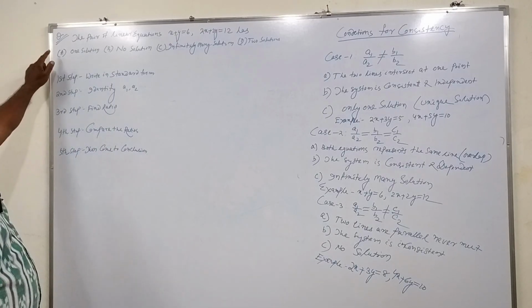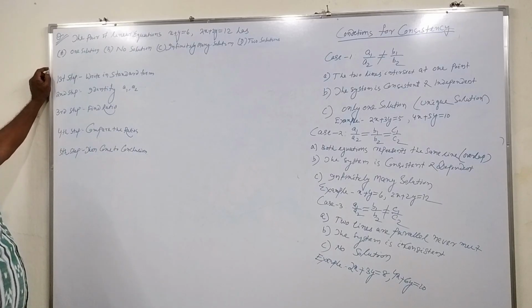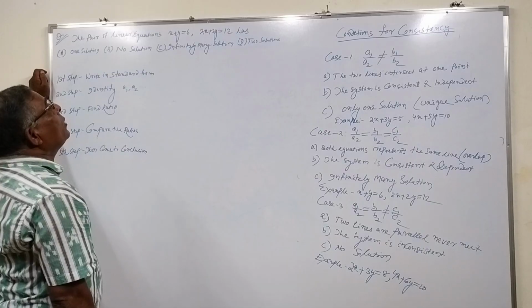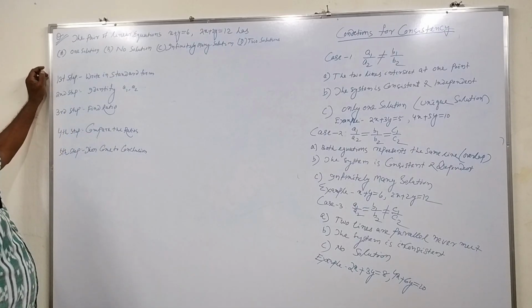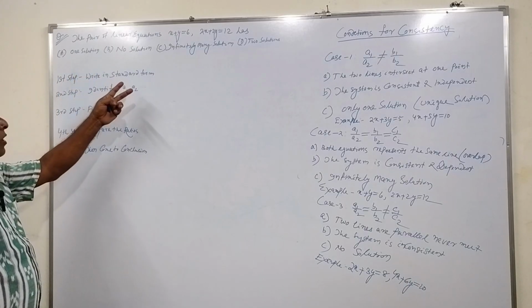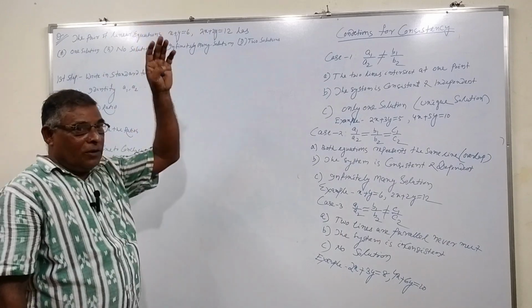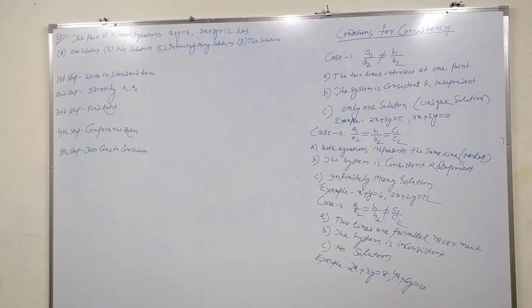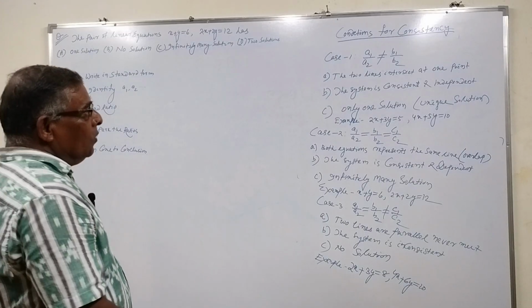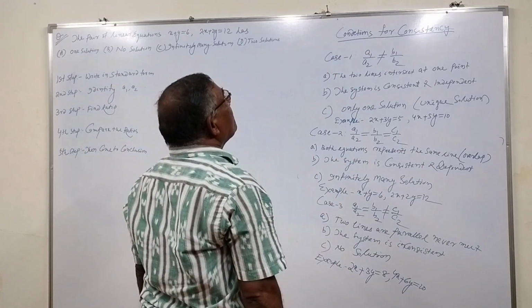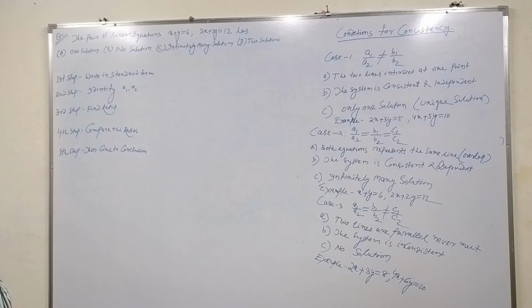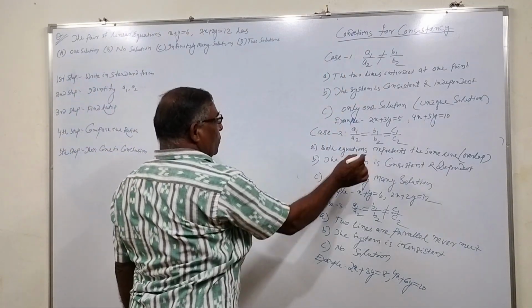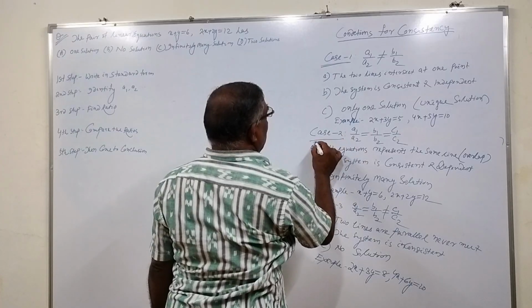The question is, the pair of linear equations x plus y is equal to 6 and 2x plus 2y is equal to 12 has: one solution, no solution, infinitely many solutions, or two solutions. The question asks about the solution. In order to find the solution of linear equations, we should know the conditions for consistency. There are 3 cases: case 1, case 2, and case 3.